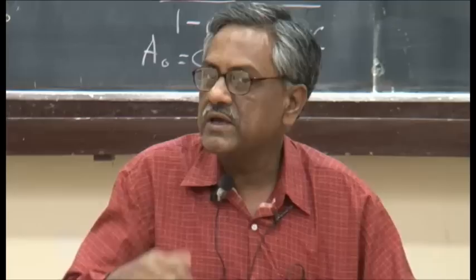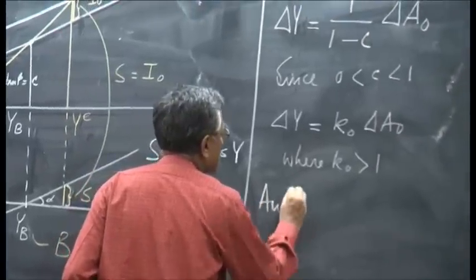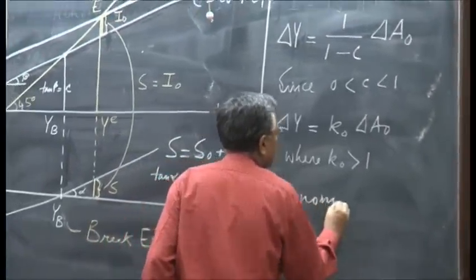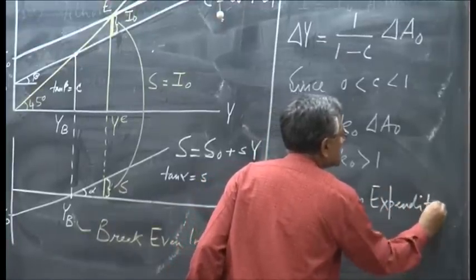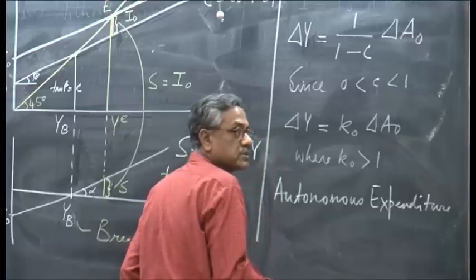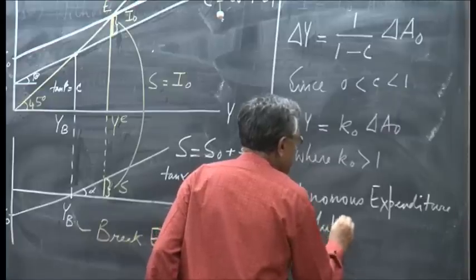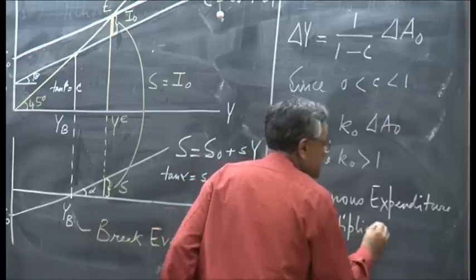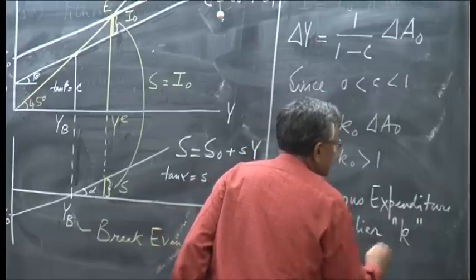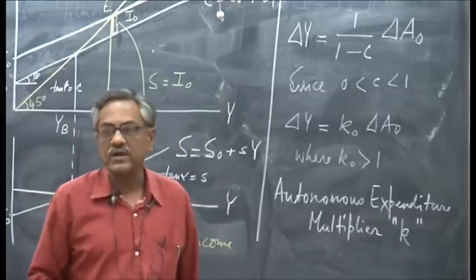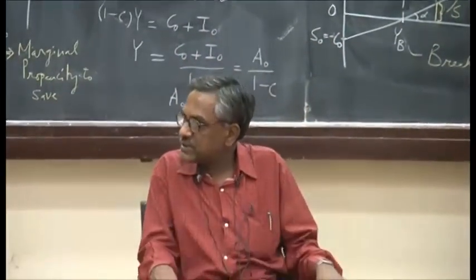So what you see here is the famous autonomous expenditure multiplier, and that is because of Keynes's consumption function. It wasn't there in the classical model. Multiplier means essentially something which multiplies. So the autonomous expenditure multiplier is this small k, which is very important, and has a value greater than 1. You get the second very important result here.